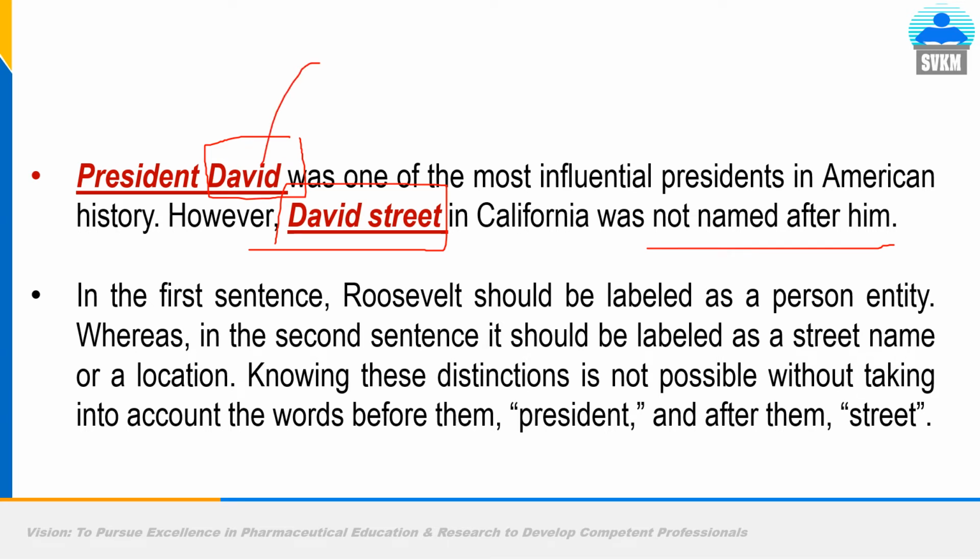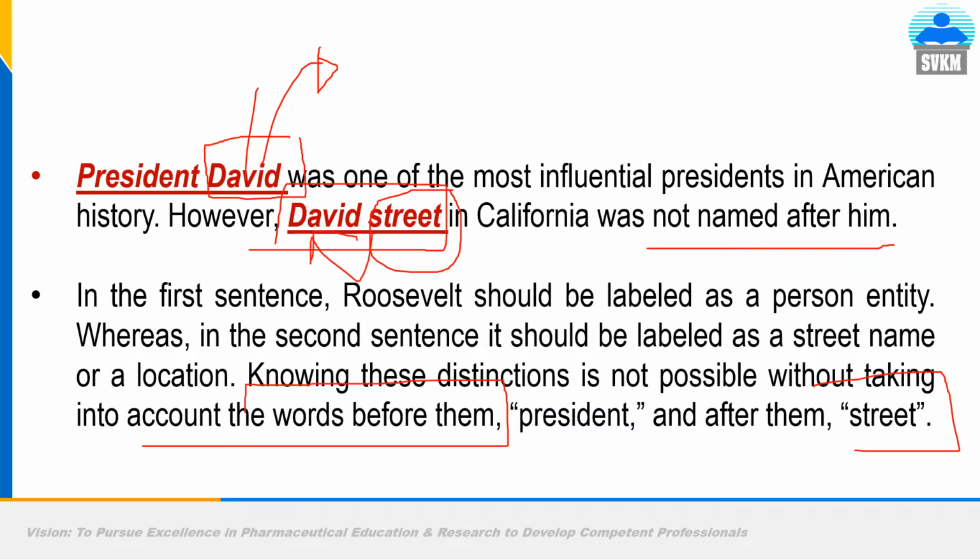The first David is the name of a president, and in the second, it is referring to the name of a street. So knowing this distinction is not possible without taking into account the words before and after them, president and street. Right? So this street is giving the logic to this David, meaning it is the name of a street, and this David is the name of a president because this word president here is important and this street is important. So RNN learns based on the neighborhood of the particular token or word.